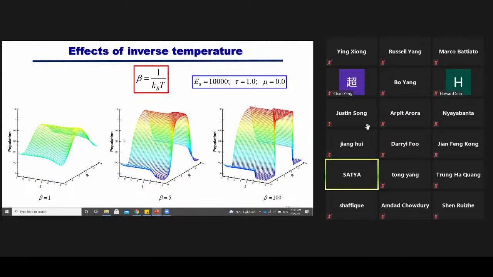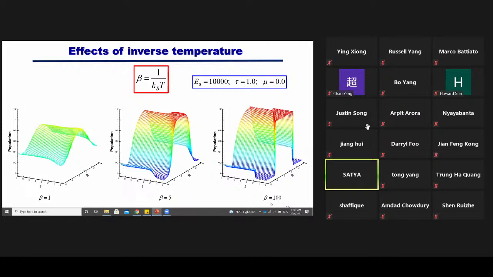This is the effect of inverse temperature on the Boltzmann transport equation. Beta is defined by 1/kBT, which means it is inversely proportional to the temperature. When beta is 1, it means the temperature is very high, then the population becomes very smooth. And here the effect of the electric field is very negligible.